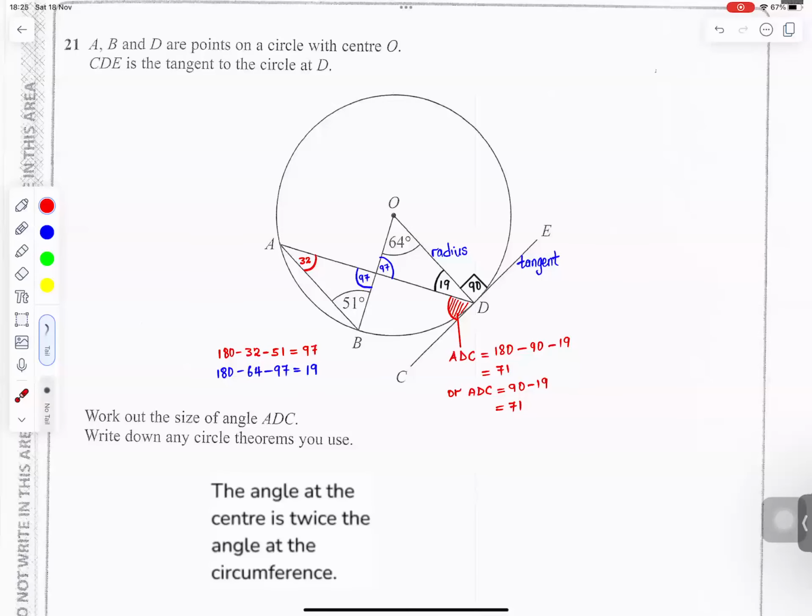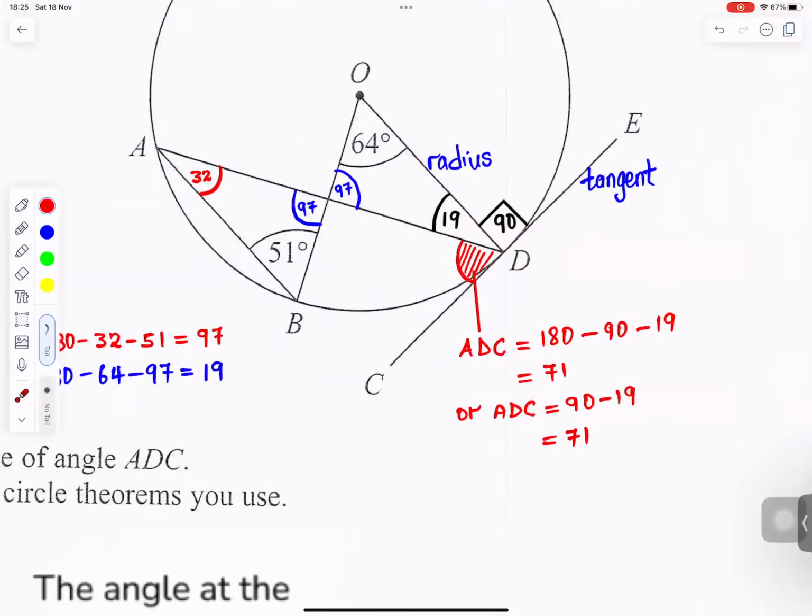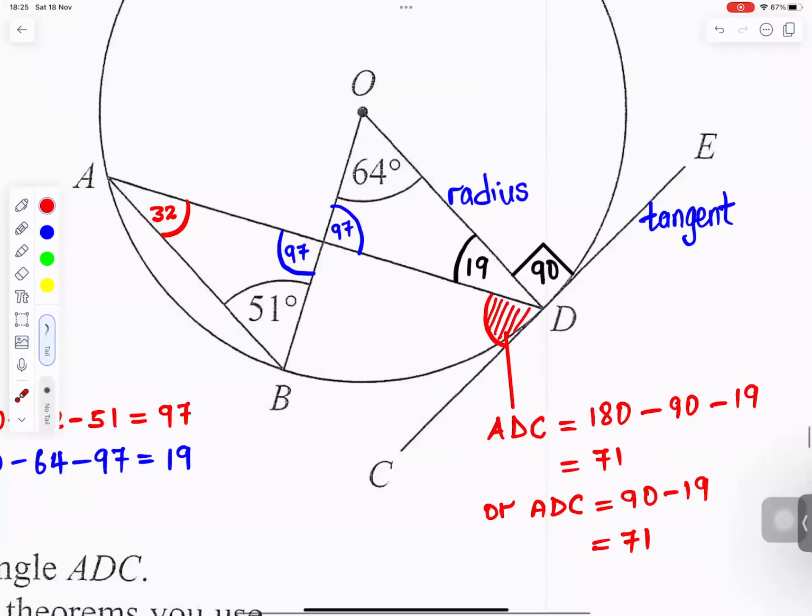Sorry, there was a mistake in that question 21. Let me correct that mistake. Question 21, this is 21 again. If I zoom in, this angle is 64, is at the center. Angle at the center. This angle A is at the circumference. So the theorem says the angle at the center is double the angle at the circumference. So 64 divided by 2, it gives you 32.